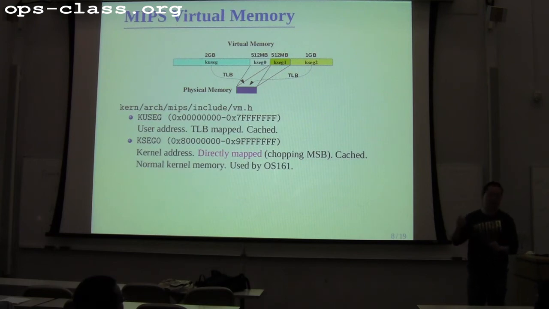It's not who issued the address, it's what the address is. If the address falls into this region, then it always uses TLB. So inside the kernel, if you copy some memory from user space, that copy will use TLB.